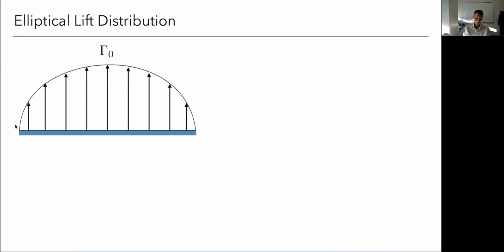So we're going to start with a lift distribution. Rather than solve the equation, we're going to put in a solution. We're going to assume that our lift distribution is elliptical. We'll see why that's a good choice later.